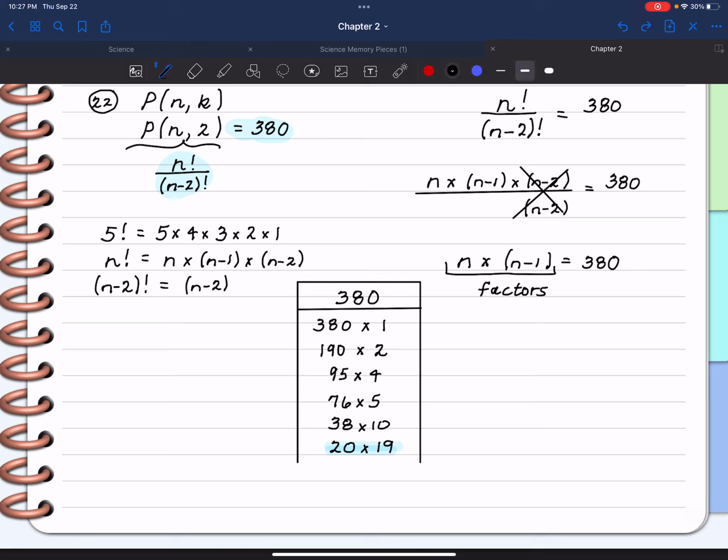Whoa. Can you tell I need to eat? It's almost 11 o'clock at night, and I haven't eaten.